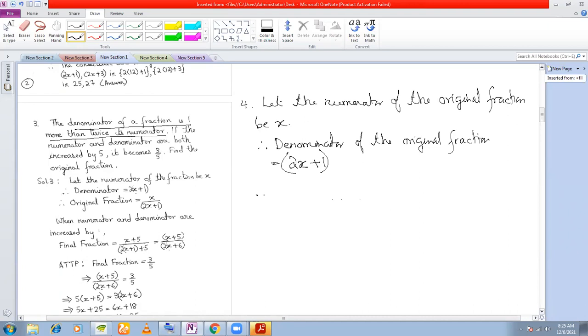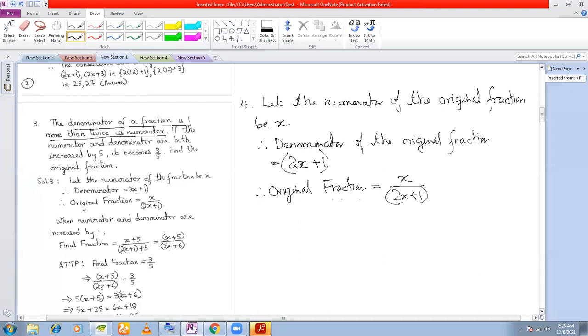So therefore, what is the original fraction? It is equal to numerator by denominator, right? Which one is the numerator? x, and the denominator is 2x plus 1. This is your original fraction.